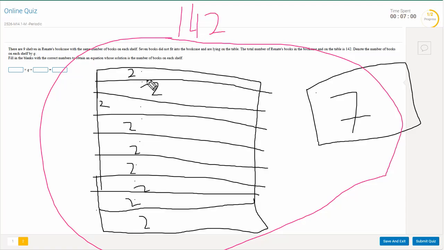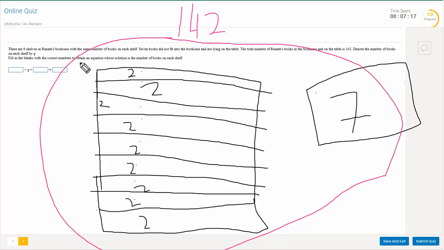I just gave an example of the 2s. They're not 2 books on each shelf, I just gave an example, because if there were 2 books, that wouldn't add up to 142. But the 7 is correct here, right? So the total number of Renetta's books in the bookcase and on the table is 142. So in total, when you add them up, it's 142.